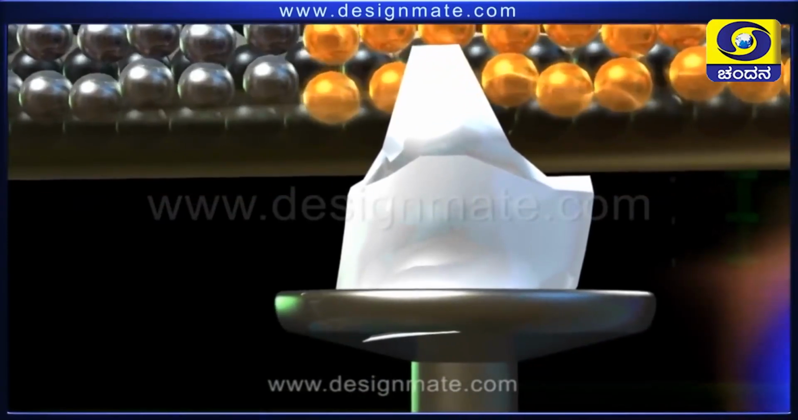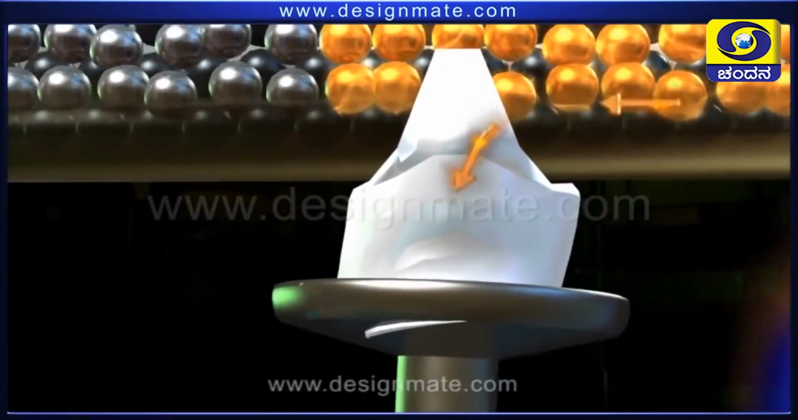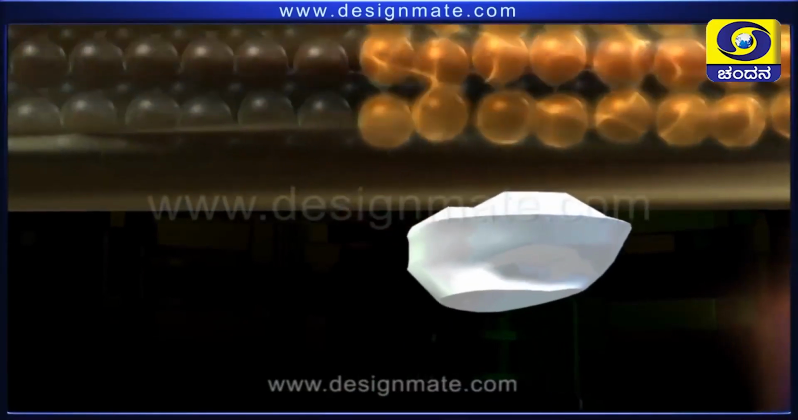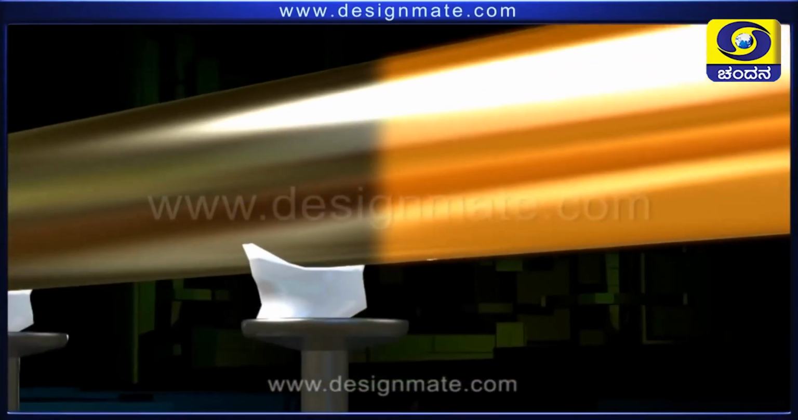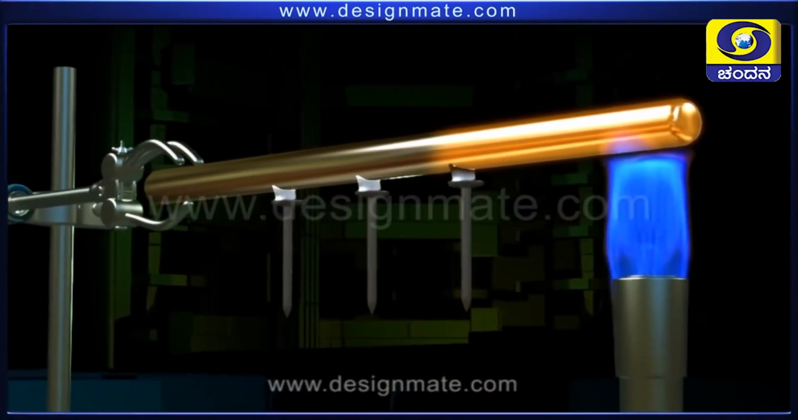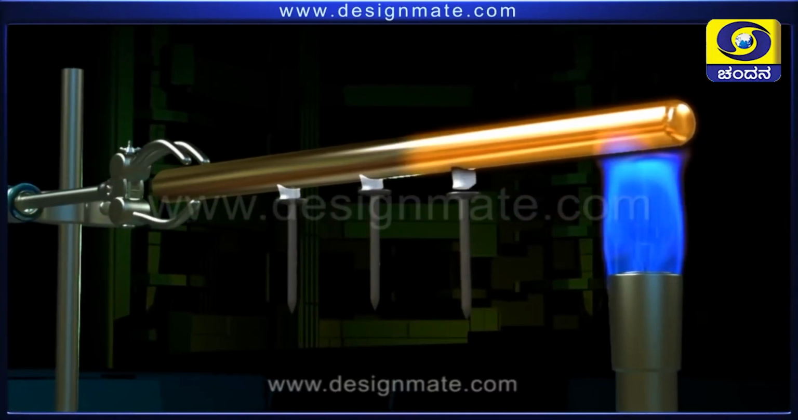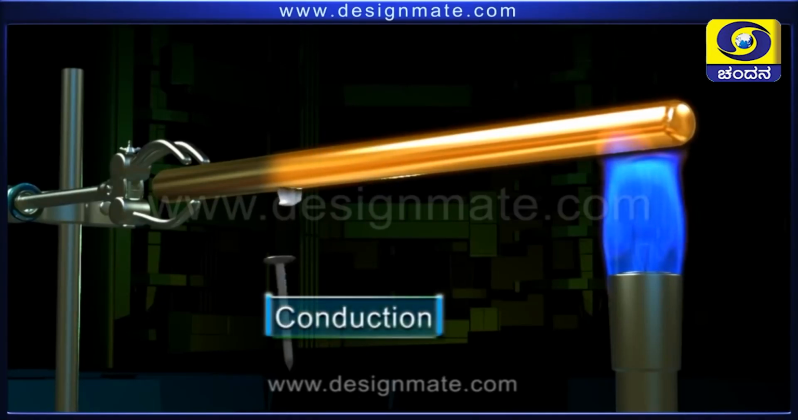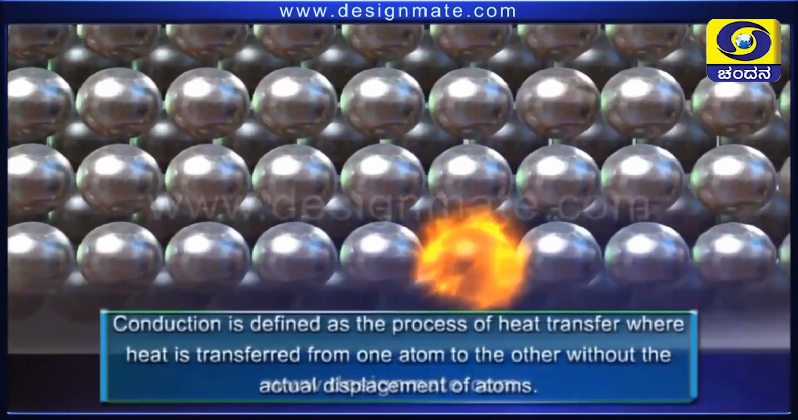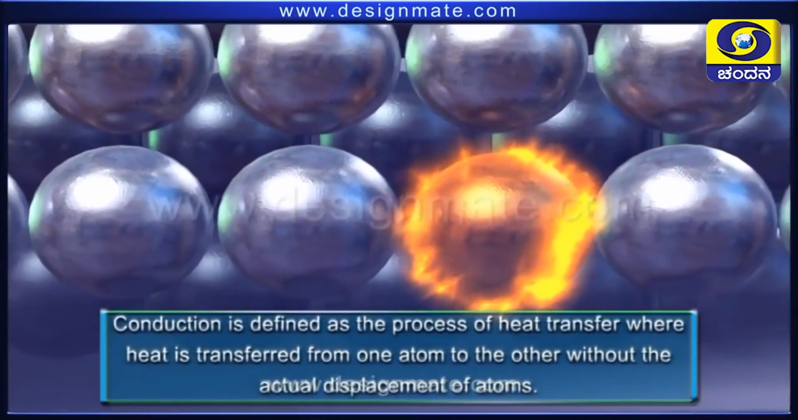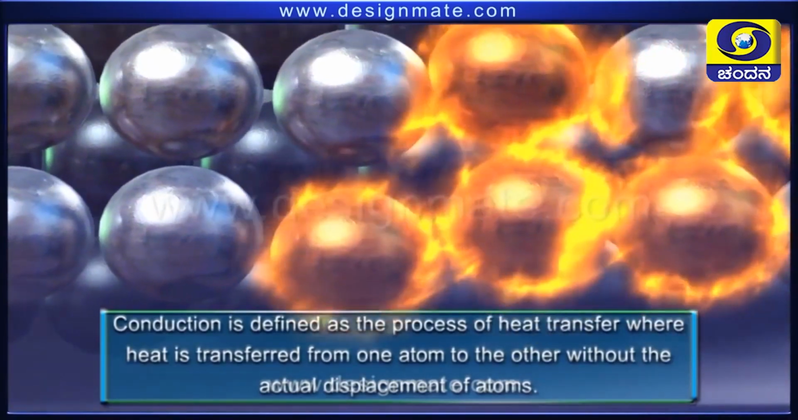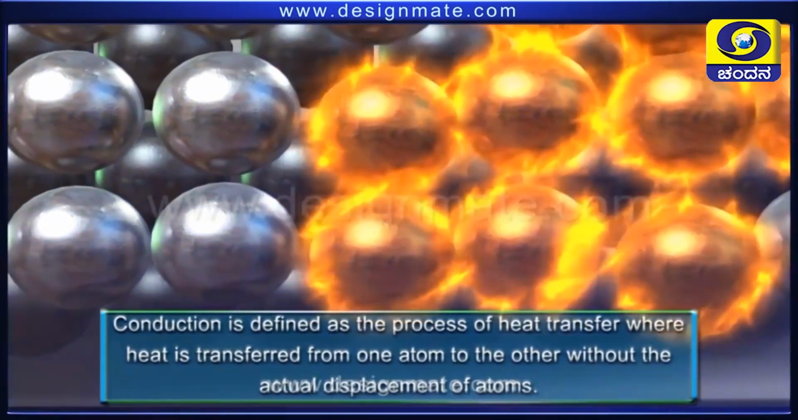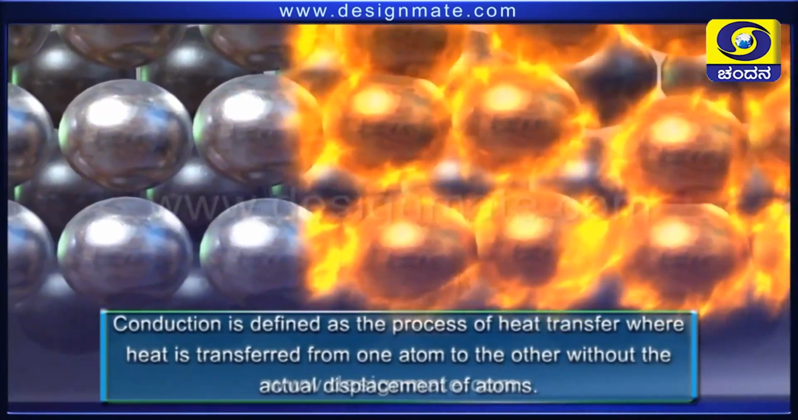When the point where the nail is stuck to the rod gets heated, the wax melts and the nail falls off. As the heat continues to get transferred through the rod, the nail falls off. In this way, heat gets transferred through the rod. This type of heat transfer is called conduction. Hence, conduction is defined as the process of heat transfer where heat is transferred from one atom to the other without the actual displacement of atoms.